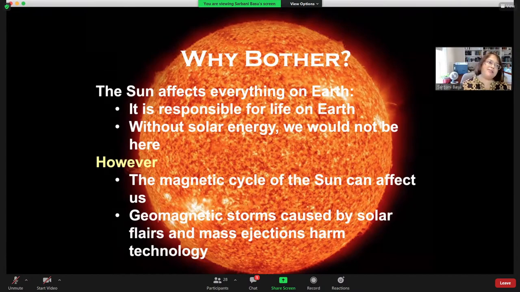But the sun doesn't always have a positive effect. It can have negative effects, not so much on life, but on society. And that is caused by the magnetic cycle of the sun, because periodically the sun can emit flares and something called coronal mass ejections, where it actually emits particles, and they interact with the Earth's magnetic field to cause geomagnetic storms. And geomagnetic storms can affect technology.